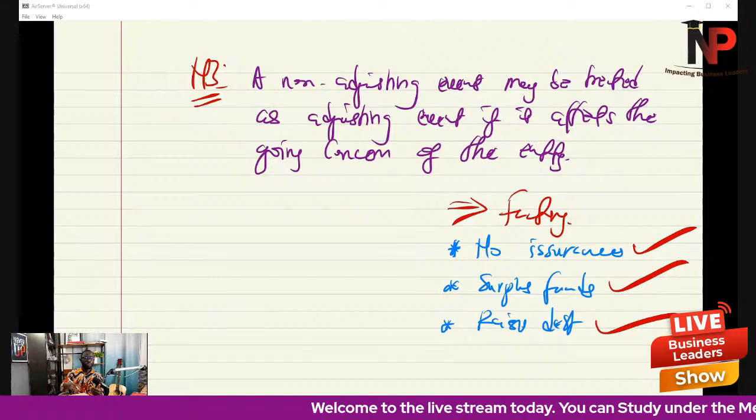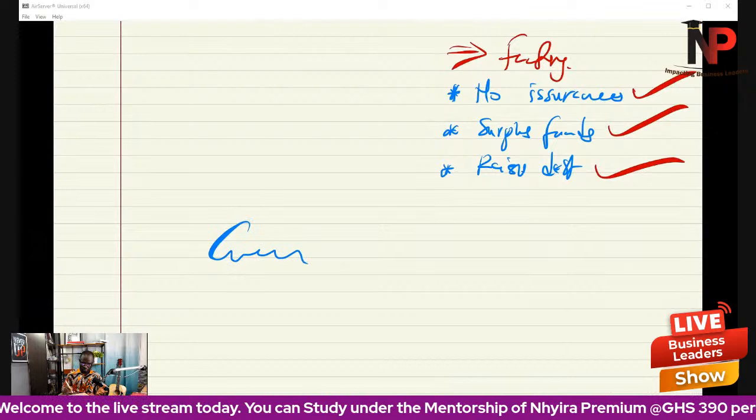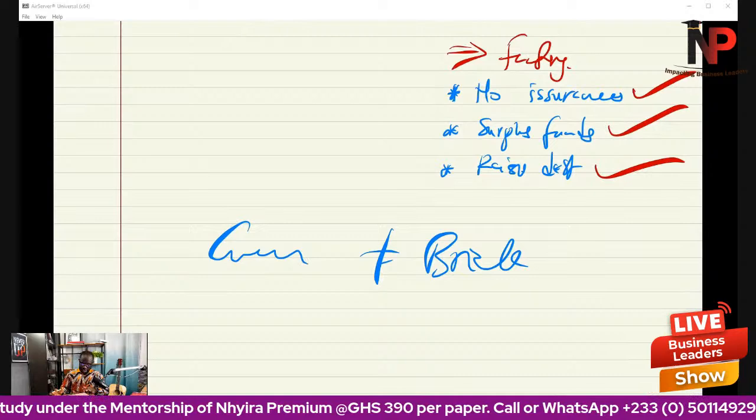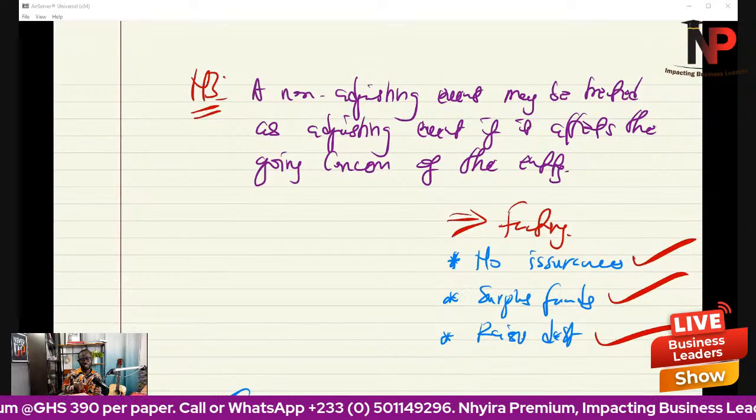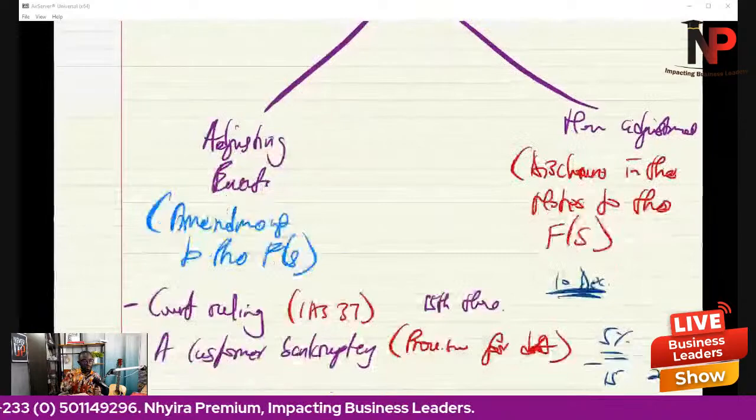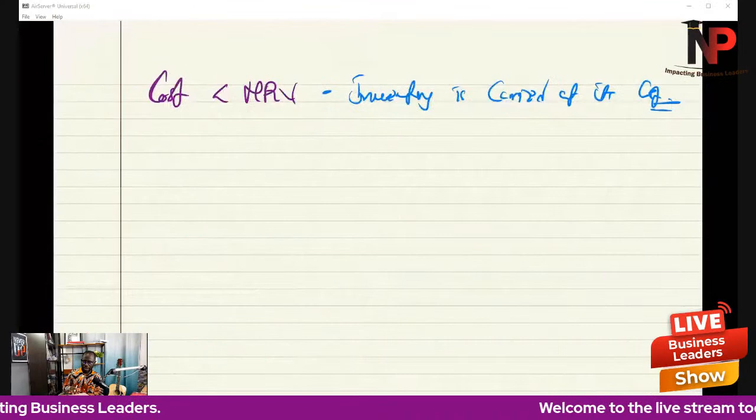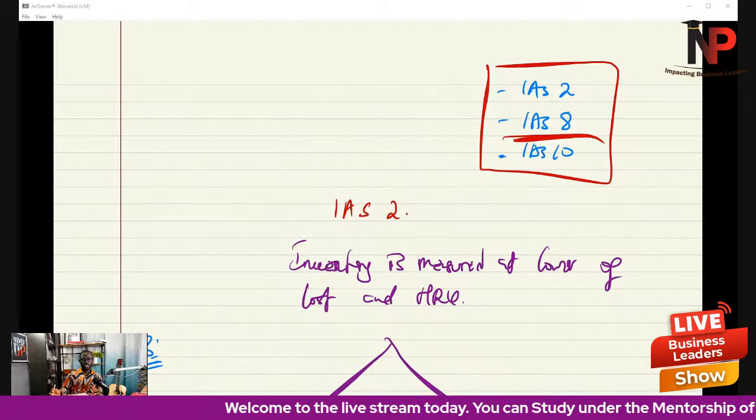So probably we would have to change our way of preparing the financial statements from a going concern perspective to a break up perspective. So that is what we are saying here. If it happens that the non-adjusting event affects the going concern of the entity, then it will be treated as an adjusting event, which means we will go back and amend the financial statements. These are the takeaway, the summary when it comes to dealing with these introductory standards.